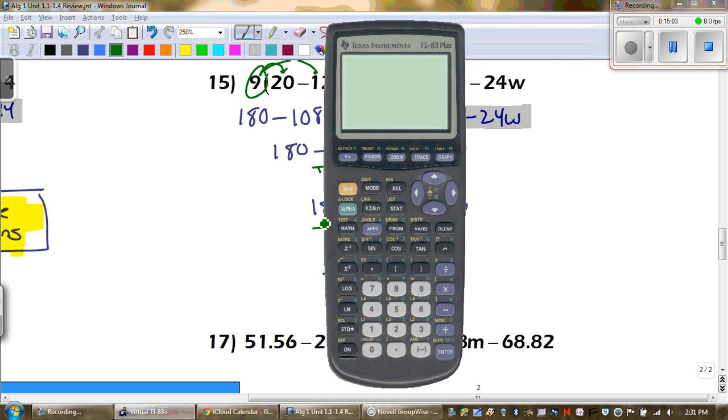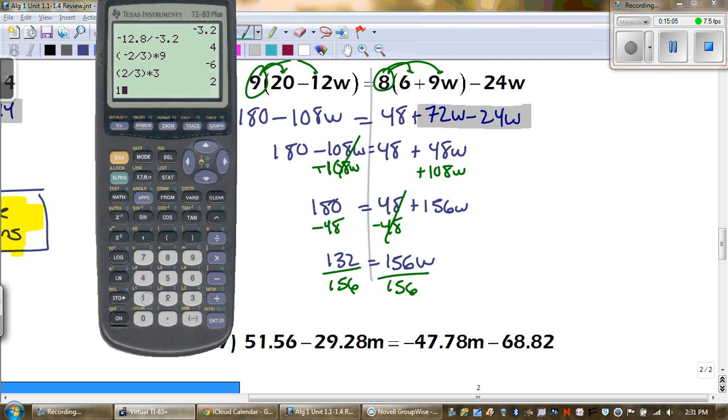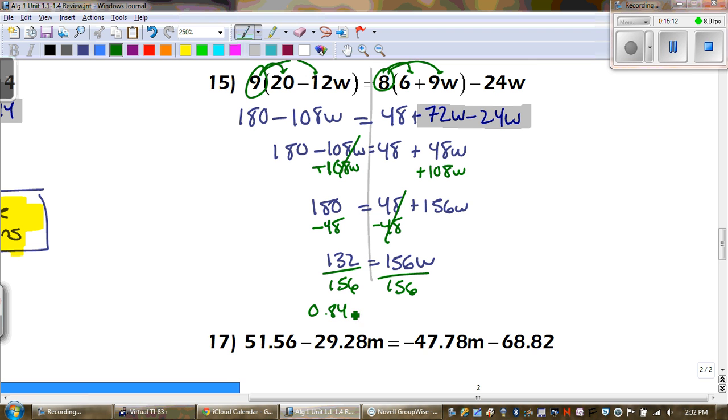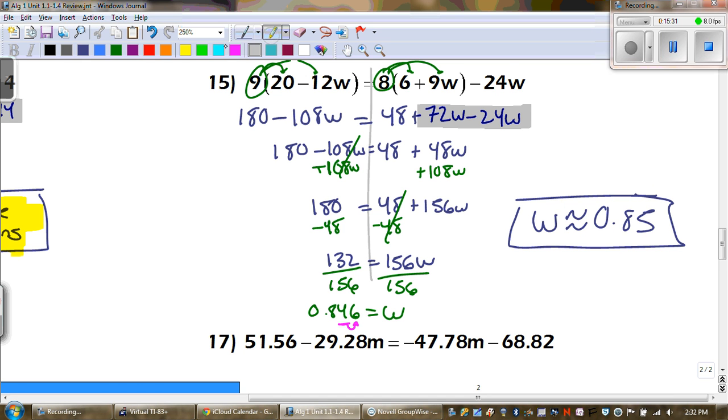And when you divide that, 132 divided by 156, we get 0.846. And they asked us to round to the second decimal, I'm sorry. So the 6 tells me to round up, so we get 0.85. Okay, and remember, anytime you round, you got to use those squiggly marks, okay?